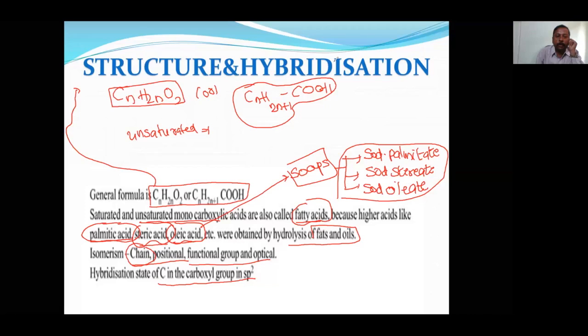Okay. So, first of all, in chain isomerism, are you able to see the whiteboard now? All of you are able to see whiteboard? If yes, tell me.